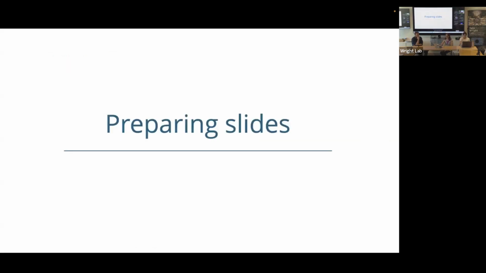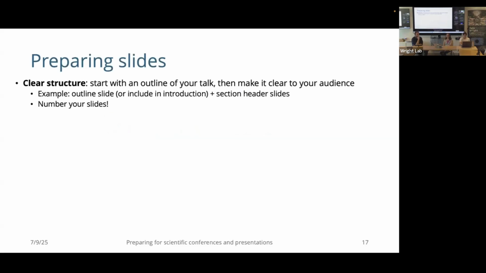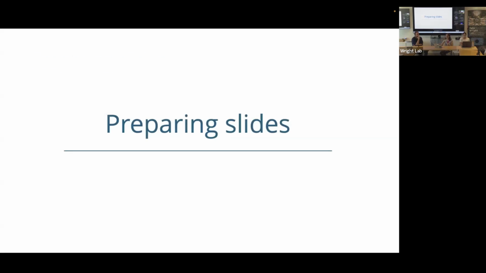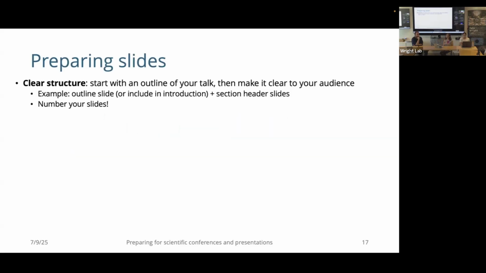Okay, so first, preparing slides. I'm going to touch on a few aspects that I think are important in preparing slides. The first one is having a clear structure. When you're preparing your slides, it's helpful to have an outline of what you're going to talk about. That helps you to write it. And then as you're making the slides, you want to make sure that outline is clear to your audience. One way to do that is to have a specific outline slide, or just have, like I did, bullet points in the intro of what you're going to talk about, and then section headers like I just did right here, to separate out your different parts.